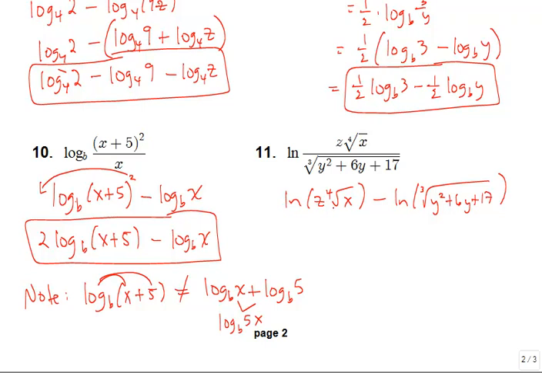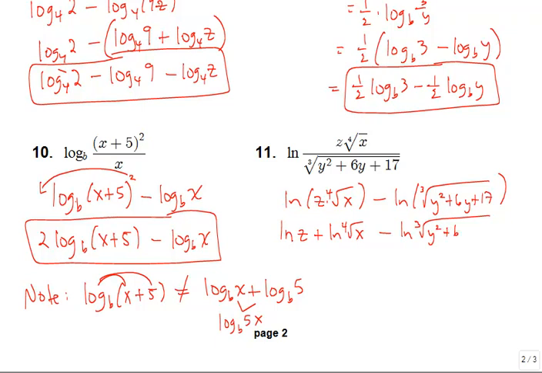Then on this first expression here, you need to realize that this is z times a 4th root of x, and a product becomes a sum of 2 logs. So this is going to become ln of just the z plus ln of the 4th root of x.